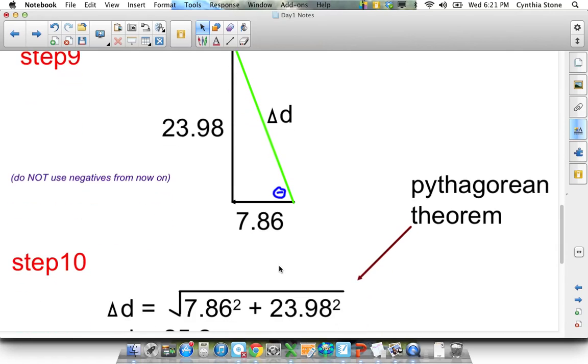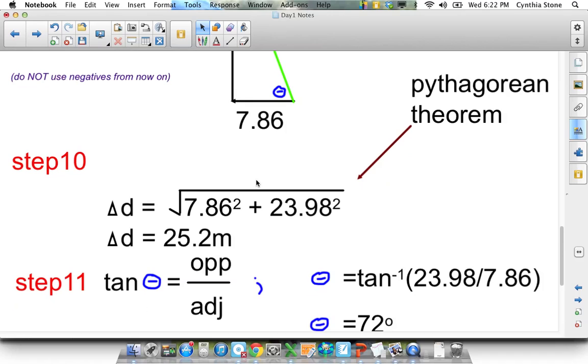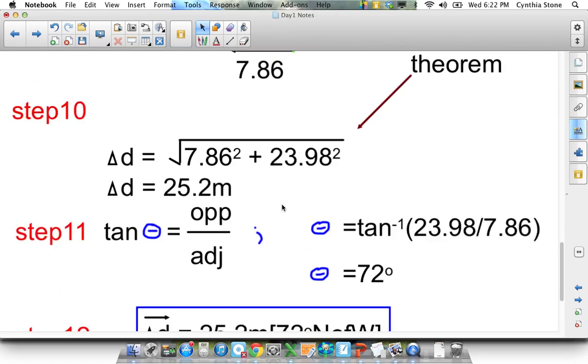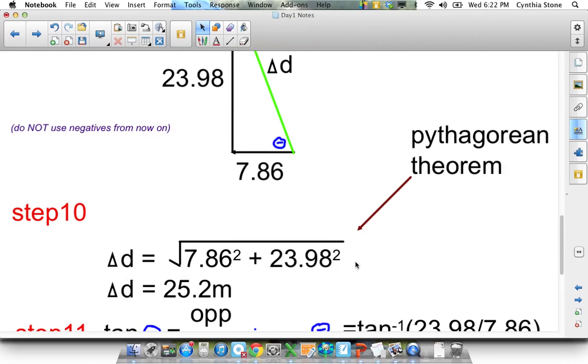So then step 10, use Pythagorean theorem to solve for your overall delta D. So it's just the hypotenuse of this triangle, right? This is a right angle triangle. I'm going to solve for the hypotenuse, just using Pythagorean theorem. And then I'm going to solve for that angle using tangent, where this is opposite and this is adjacent. Okay? So sub in the numbers, and you can see the answer come out. Always good to practice along with me, by the way, and do the question yourself. So I know it's north of west because this is west and my angle is 72 degrees, so my vector is 72 degrees away from that.